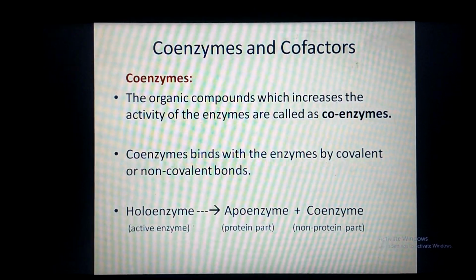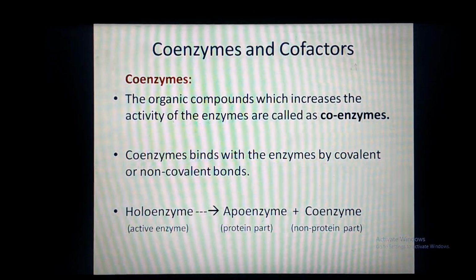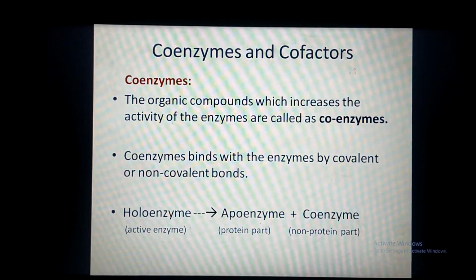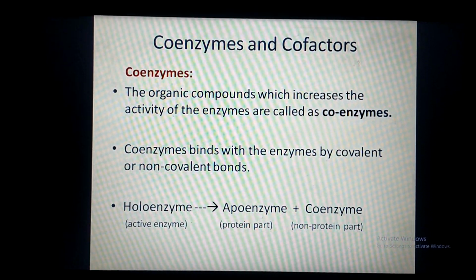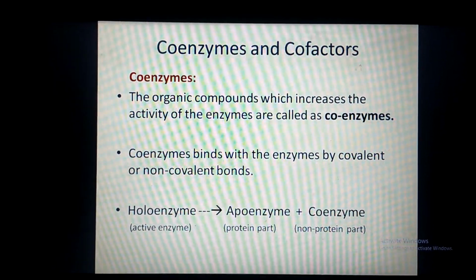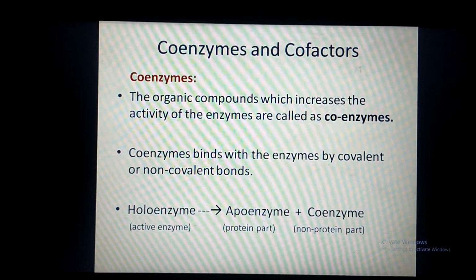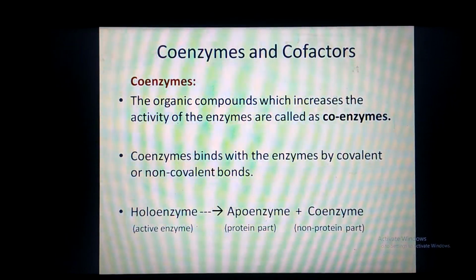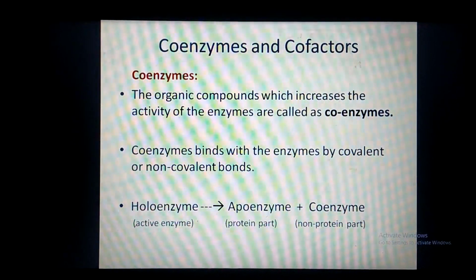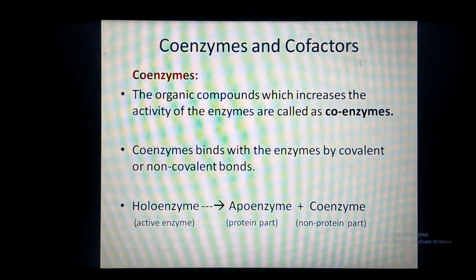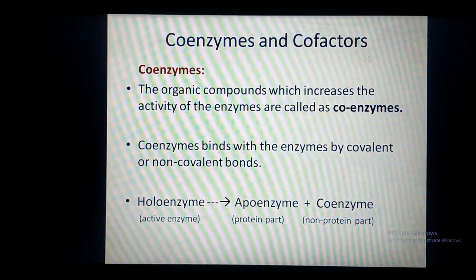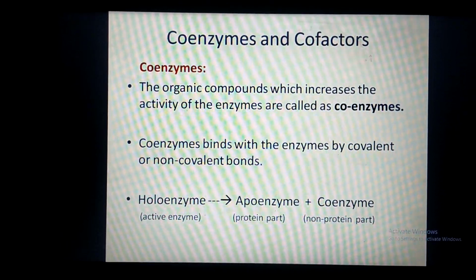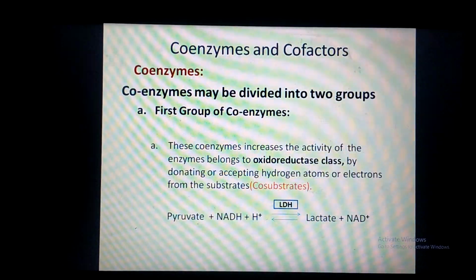Definition of coenzyme: the organic compounds associated with enzyme and which increase the activity of the enzymes are called coenzymes. Coenzymes bind with the enzymes by covalent bond or by non-covalent bond. When the coenzymes bind with the enzymes by covalent bond, then the combination of these two is called holoenzyme, and the protein part is called apoenzyme.